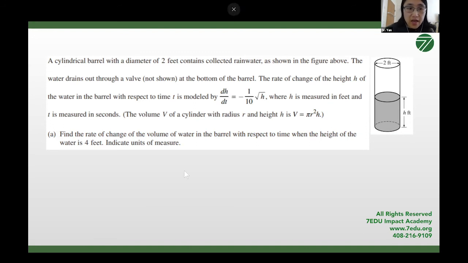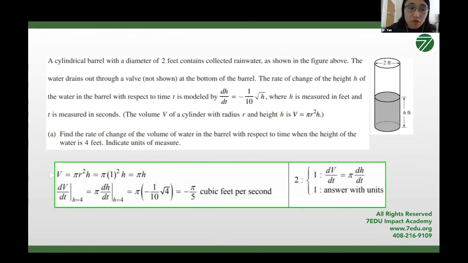If I use this as an example, the question tells us the rate of change of height and asks us to find the rate of change of the volume of water. So we have to write an equation that shows how volume and height are related. Here's the equation, and here we have R and H. We need to keep H, so we're looking for R. In this case, the problem tells us R is 1, because 2 feet is the diameter of the base circle, which means the radius is 1. If you simplify the function, V is basically pi times H. Once you have that function, the next step is to take the derivative of both sides, and then you can solve the problem.